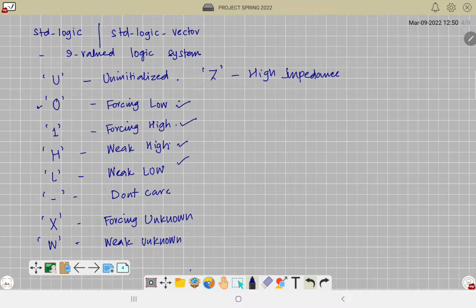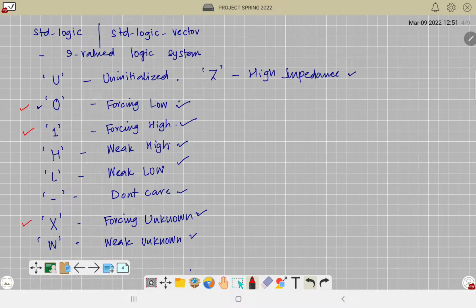Don't care, you know what the application of don't care is. Depending upon your Boolean function, it may be taken as 0 or 1. Then forcing unknown, you don't know whether it is 0 or 1. Similarly, इसका weak version, then we have the high impedance. Although you should know these because sometimes they ask these things in the viva जब आपका project defense होगा. But again, we will be using this for our synthesis. Simulation में sometimes you may have this, and the rest of them, just for the sake of understanding, you should know these things.